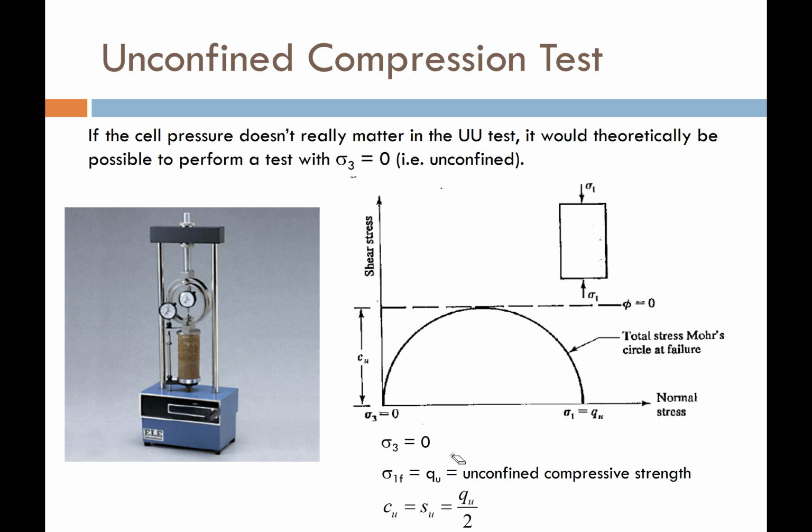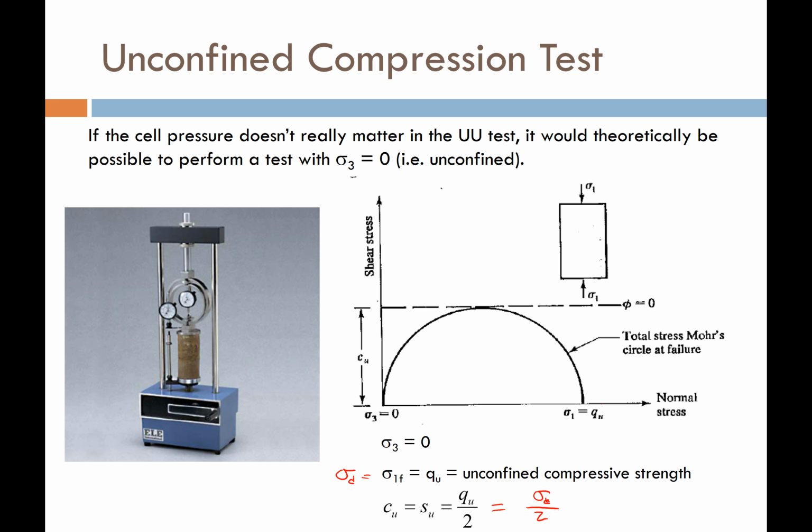And thus, because Q sub U is really equal to the deviator stress in the test, then we say that the cohesion of our soil, C sub U, or the undrained shear strength, S sub U, is just going to equal the unconfined compressive strength divided by 2, which is the same as saying it's the deviator stress divided by 2.